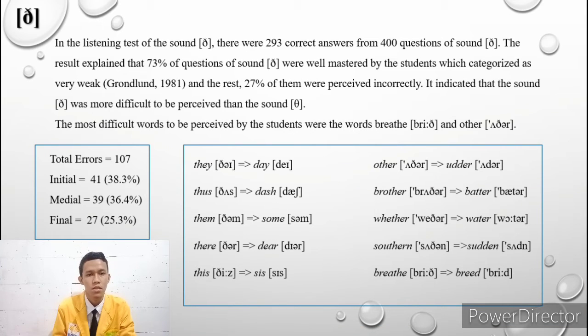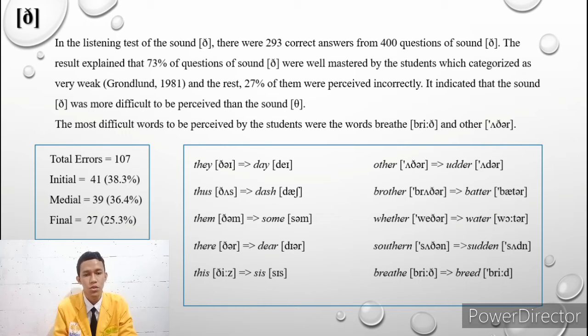And in the listening test of sound th, the result explained that 73% of questions of sound th were well mastered by the students, which is categorized as very weak. And the result indicated that this sound was more difficult to be perceived by the students than the previous sound. The most difficult words to be perceived by the students were the words breathe and other. The total errors are 107: 41 in the initial, 39 in the middle, and 27 in the final.